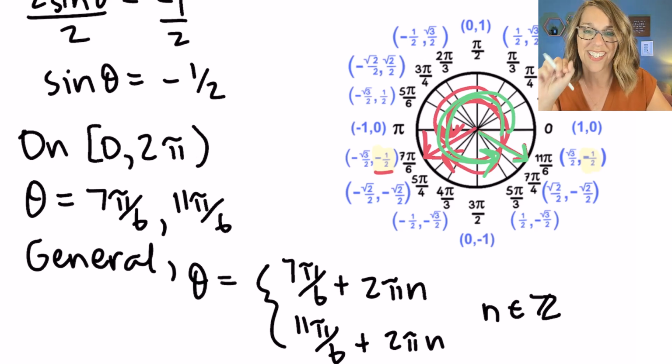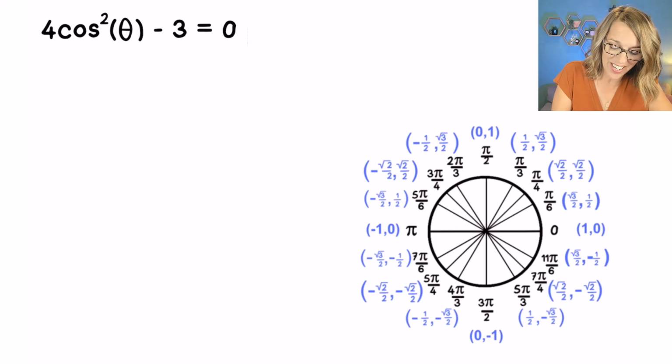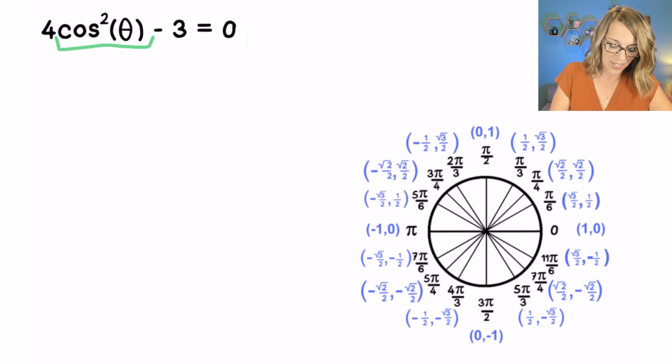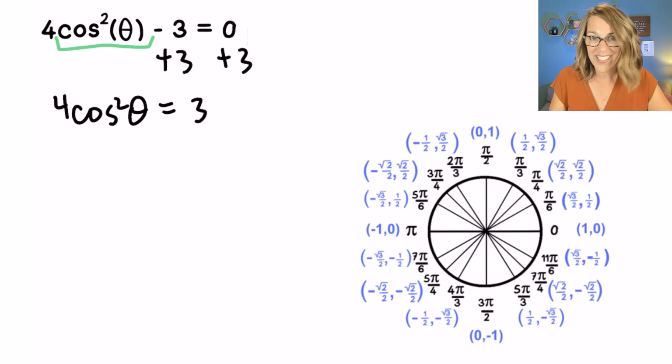Here comes our next example. In this next one, I'm again solving for theta, so I want to go ahead and isolate that cosine squared of theta to start. I'm going to add the 3 to both sides, so plus 3 plus 3. I get 4 cosine squared theta is equal to 3. Again, to isolate that cosine, I'm going to divide by 4.